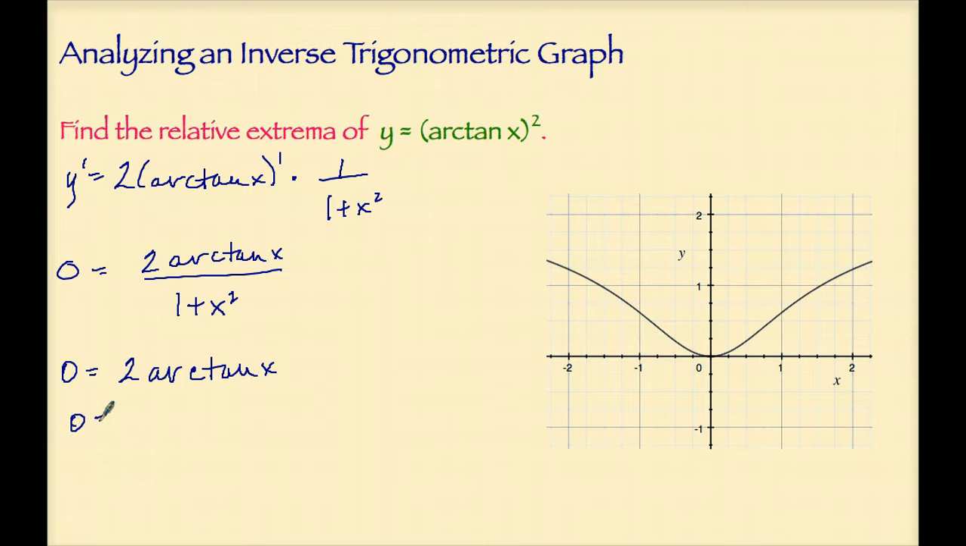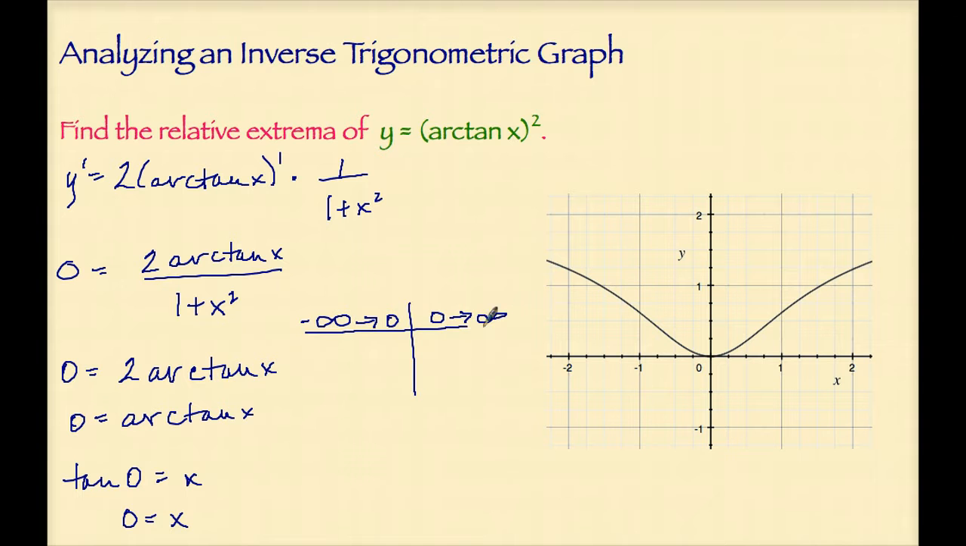And dividing both sides by 2 gives me 0 equals arctan x. Another way to write this expression is to say tangent of 0 equals x. And we know, of course, that tangent of 0 is 0. So we have a critical number at 0. Let's set up some intervals to determine what's happening on either side of 0 to discover whether 0 is a max or min value. I know we're looking at the graph and we can see what it is, but as always, we want our analysis to support our graphical conclusions. In the first interval, I'll use -1 as a test value, and I'll use +1 as a test value in the other interval.